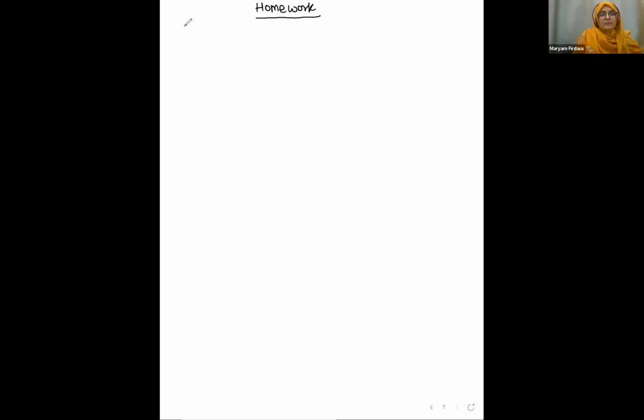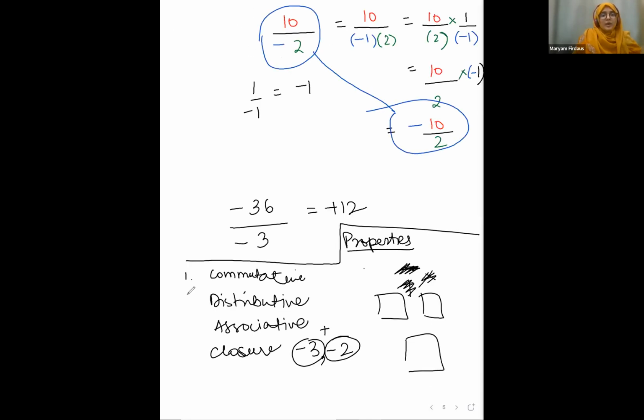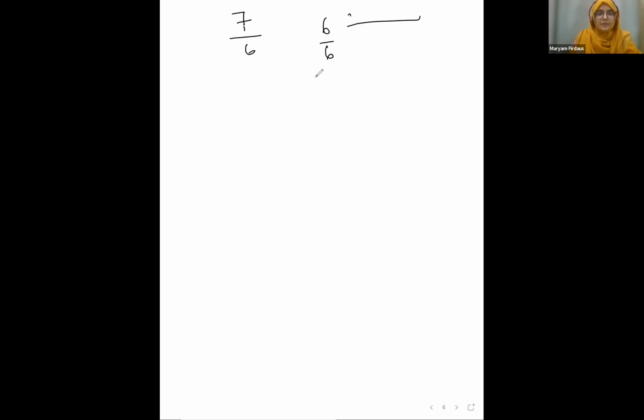So we're going to give some homework questions. So what you need to do, I'm sorry, I was talking about properties. Totally forgot about it. Okay, so distributive, associative, closure, and one more is additive identity, multiplicative identity. Okay, so I just want you to go through, read all these properties given in the textbook. So this is your homework.